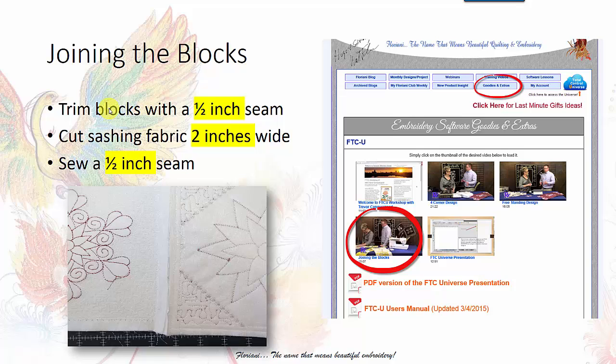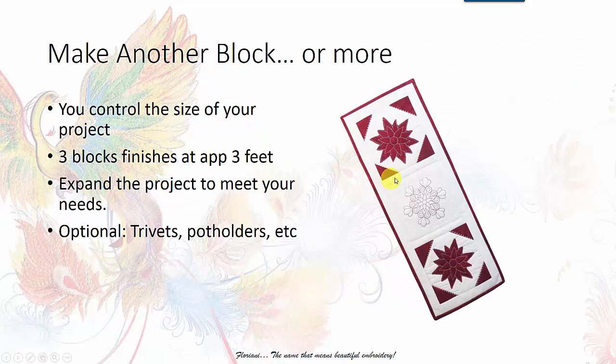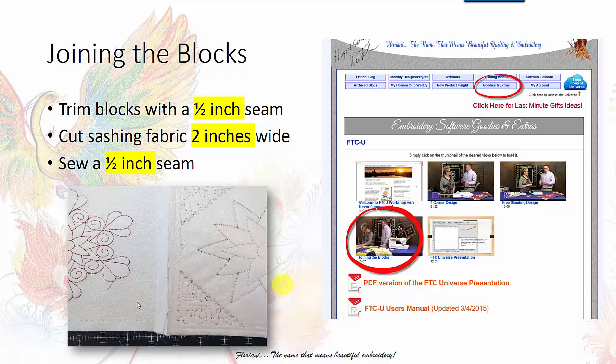The key with this technique, with these blocks that already have the batting incorporated into them, is to cut them 1/2 inch and then cut your sashing fabric. And what I'm going to do, I'm going to go back right here, and this is your sashing fabric right here. Cut your sashing fabric 2 inches wide and then sew 1/2 inch seams.